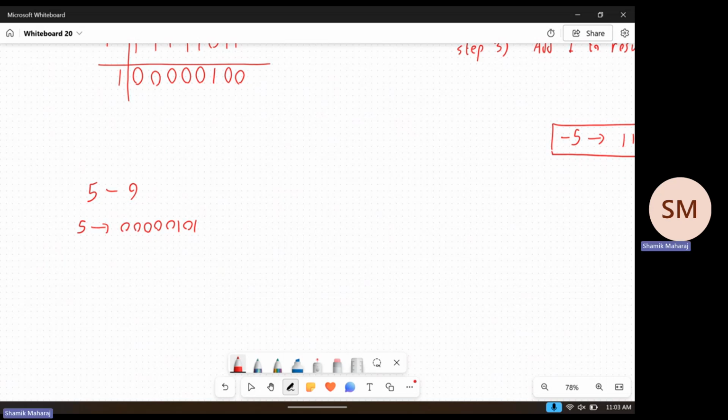Okay, so guys, I'm doing minus 9 on the board using 2's complement. So I'll do that here on the side. So we have our 5 from the previous question, minus 9, 3-step method. So first I convert 9 to binary.